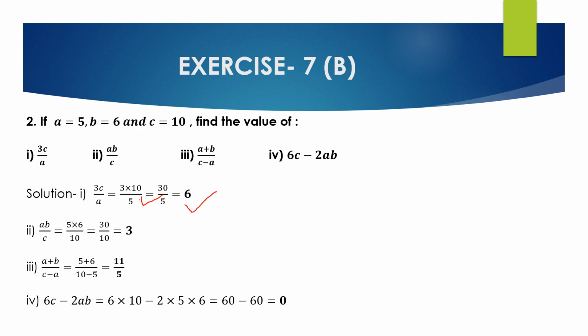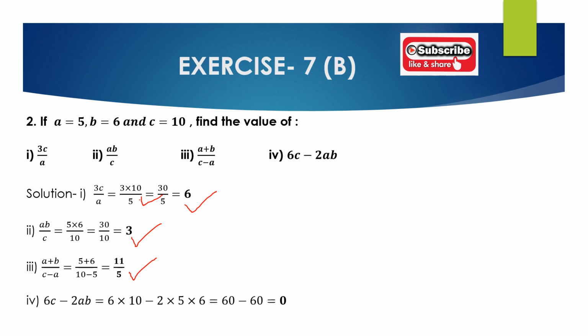Then second bit, ab divided by c. Substitute the value of a, b and c in the expression, we get ab is 5 multiplied with 6 divided by 10. 5 multiplied with 6 is 30, 30 divided by 10 is 3. Third bit, a plus b divided by c minus a. a plus b is 5 plus 6 divided by c minus a is 10 minus 5. 5 plus 6 is 11. 11 divided by 5.